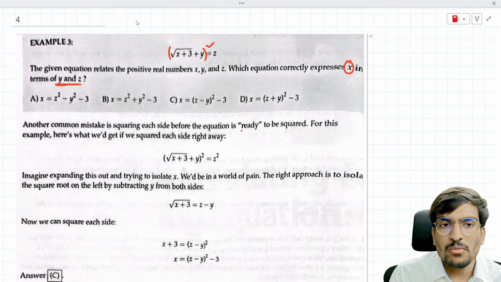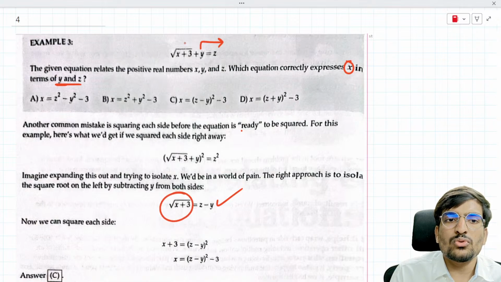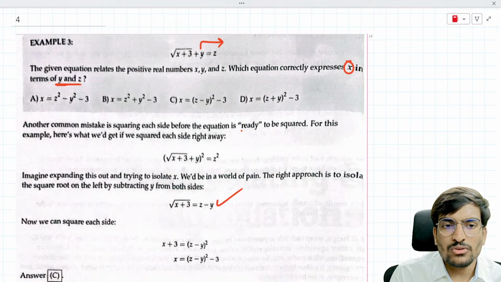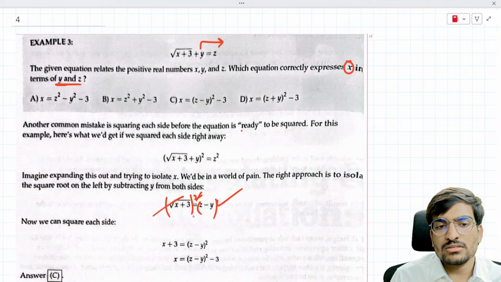It's going to be complex. So what you do is instead try to send this y to the other side. It's going to be negative y when you do that, and then you end up with root x plus 3 on the LHS. So now it is easy to calculate. Why? When you square up, also, this root will be gone in one moment.